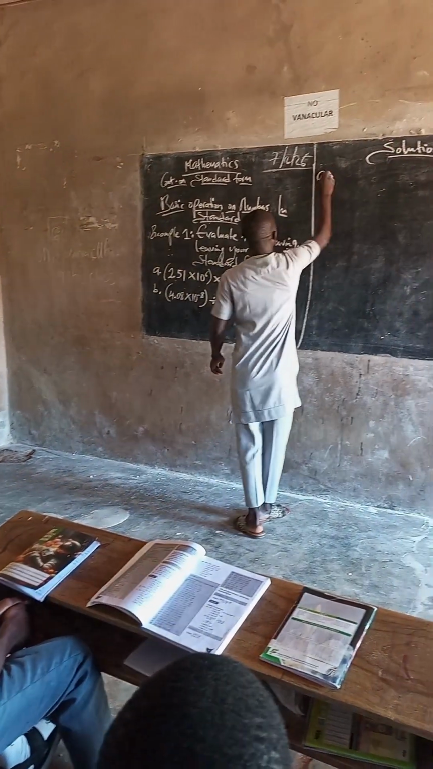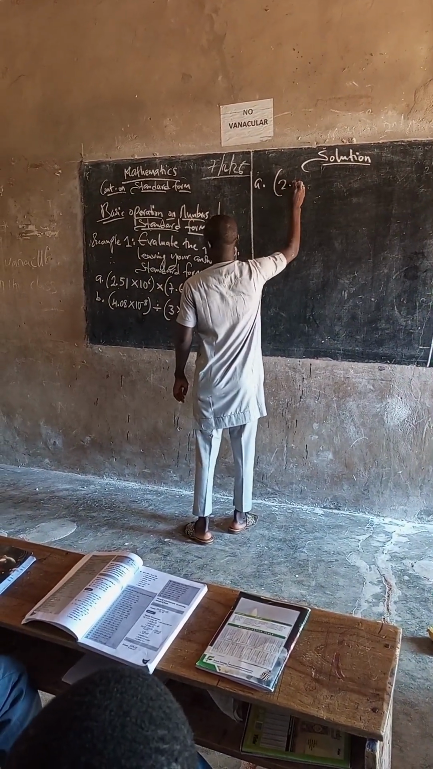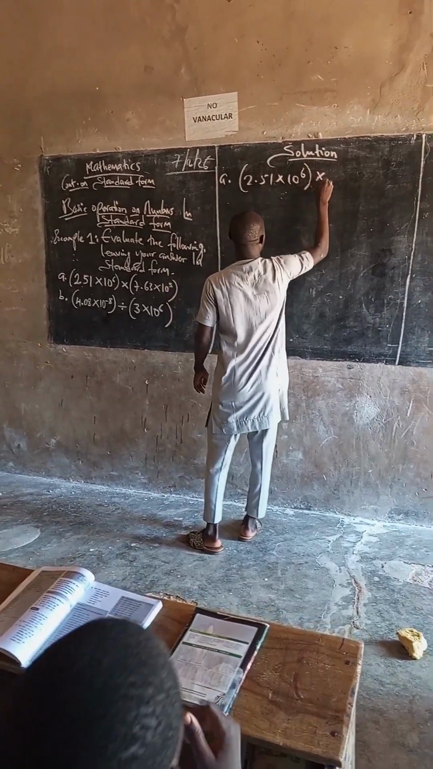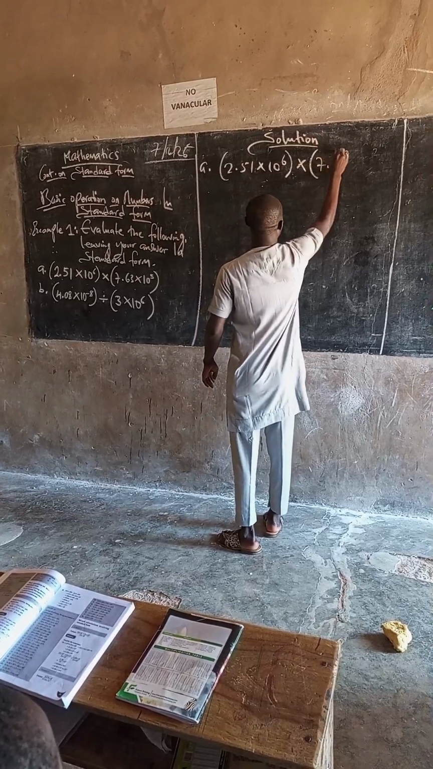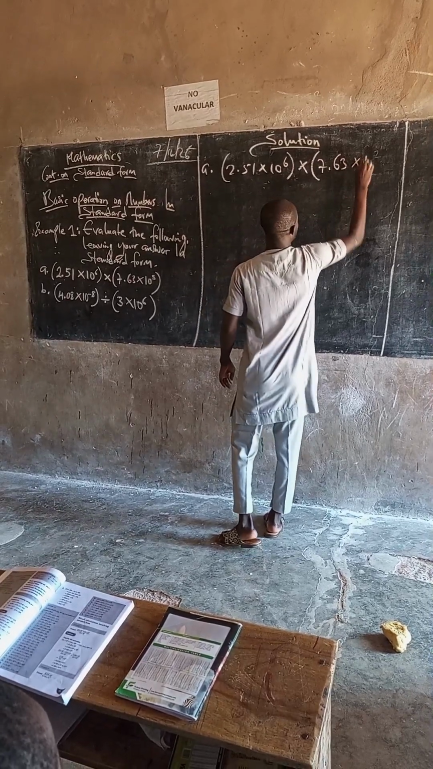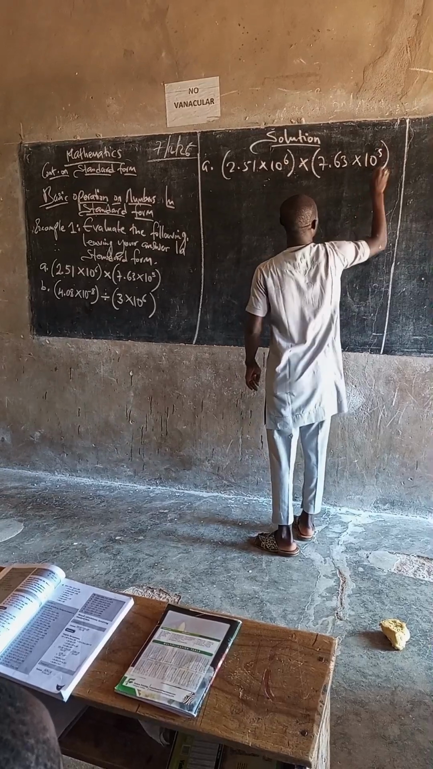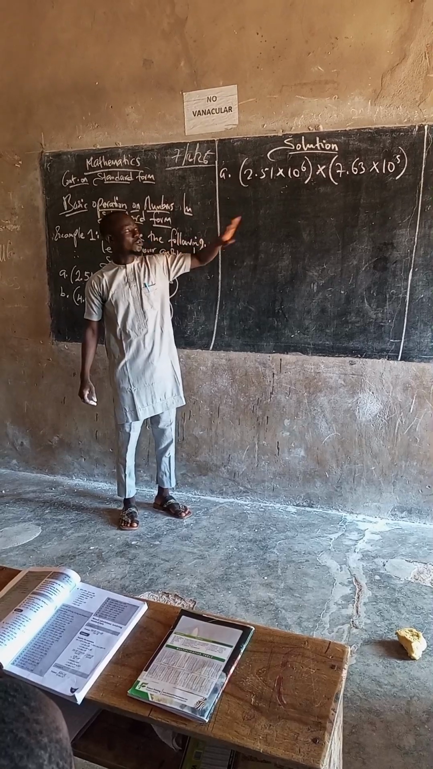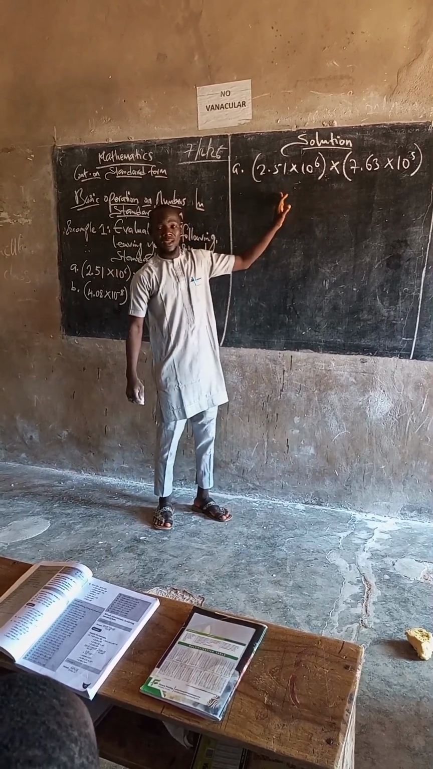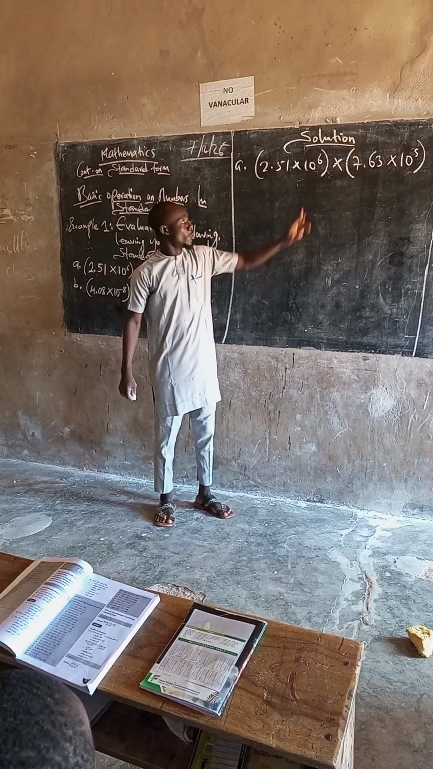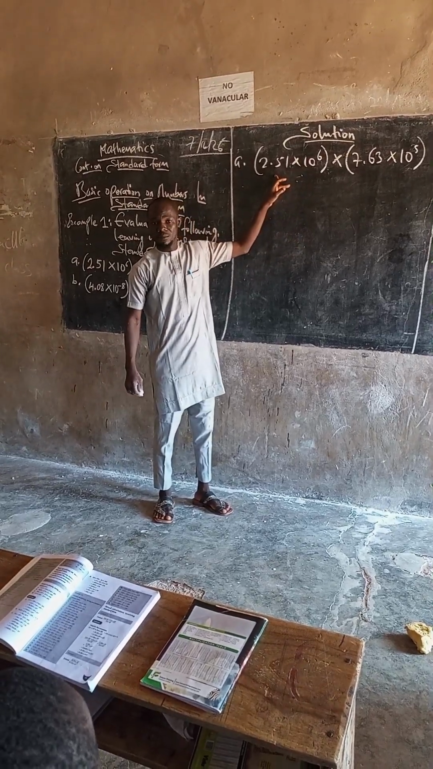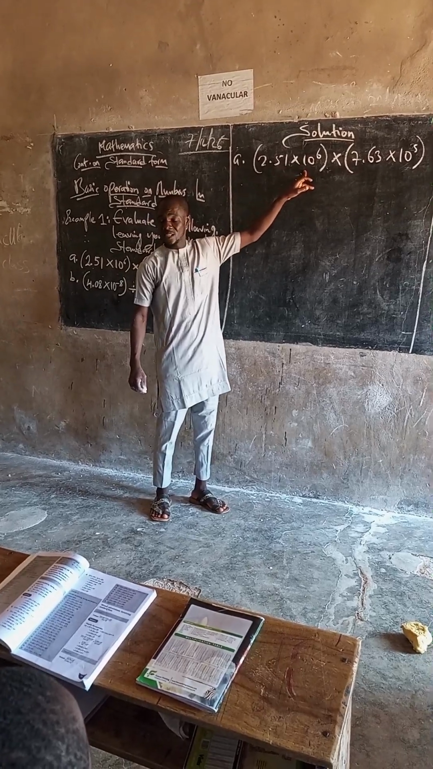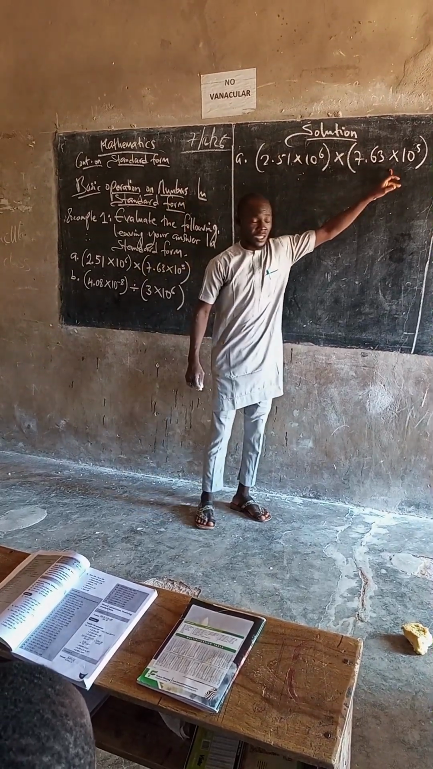We have the first problem as (2.51 times 10 power 6) times (7.63 times 10 power 5). Now, whenever you have any problem of this nature, for you to be able to multiply, the first thing you need to do is look at the problem. Is it expressed in standard form? This problem, 2.51 times 10 power 6, is it in standard form? Yes. This one is also in standard form, right?